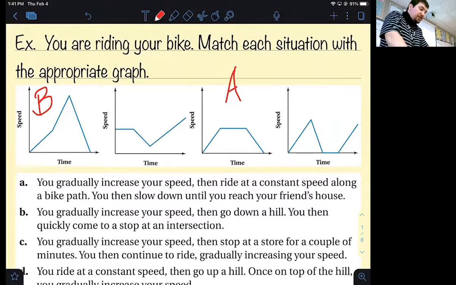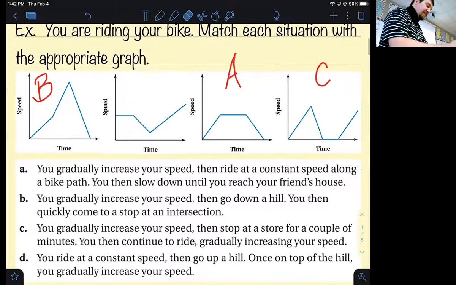All right. You gradually increase your speed. Done. It's the only one that's left. All right. You gradually increase your speed. You stop for a couple of minutes. As we mentioned, this shows you stopping for a couple minutes. Your speed is 0 as time's passing, so you're not moving. And then you gradually increase your speed again. So graph C, or scenario C, would be our last graph there. And then that makes this graph D.